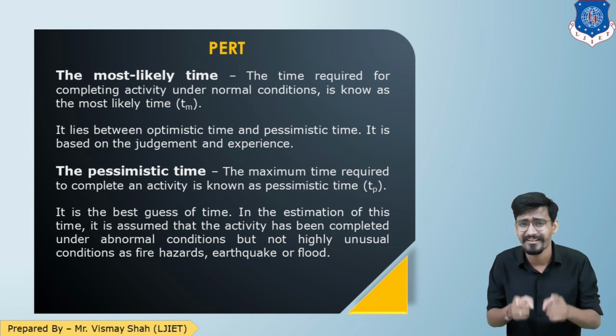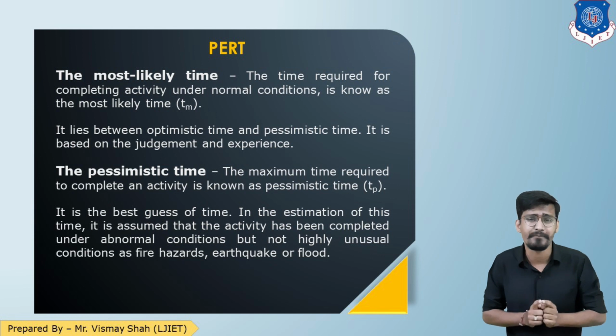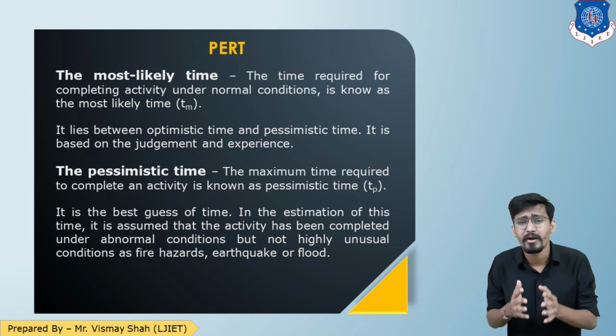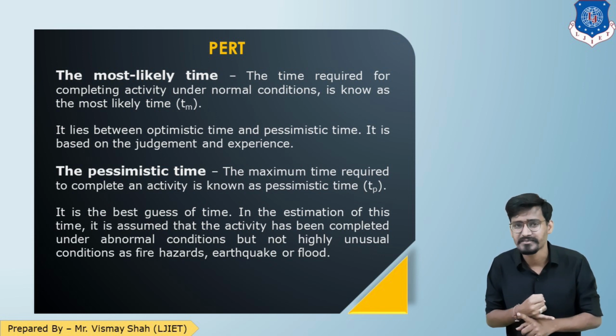That is your pessimistic time. So the PERT method works on a probabilistic approach, and the probabilistic approach has three time estimates: optimistic, most likely and pessimistic.